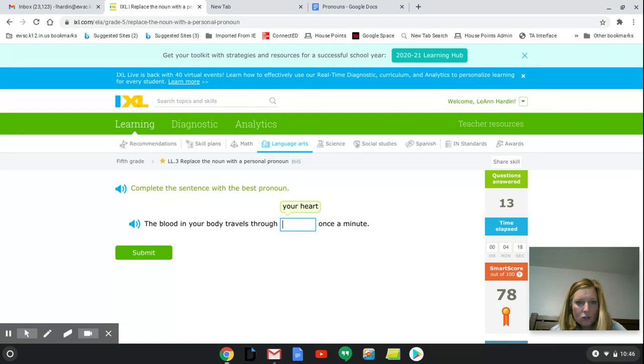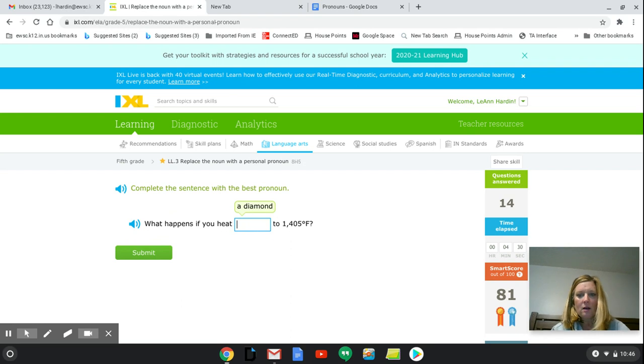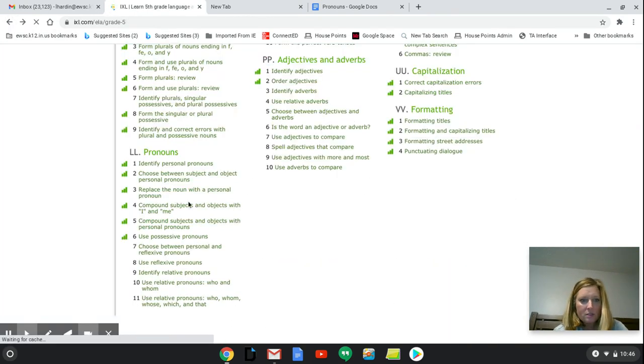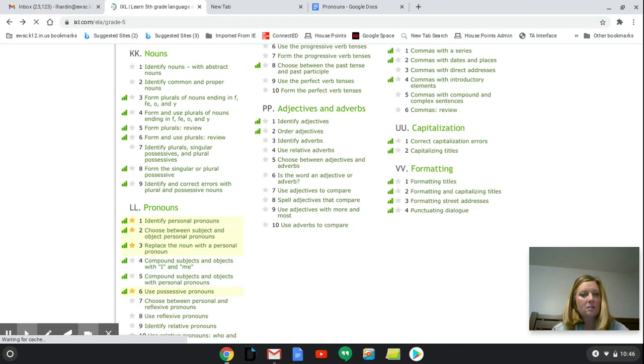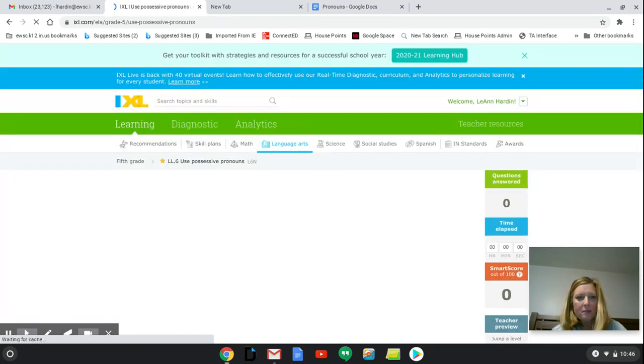The blood in your body travels through your heart once a minute. So a pronoun that could take the place of your heart would be the word it. It's a thing, and that's only one, right? All right, so those are some examples of LL3. I'm going to go ahead and look at LL6. Actually, I think LL3 was the hardest one, just because some of the words they choose are not that natural sounding, maybe. So you really have to think about them.